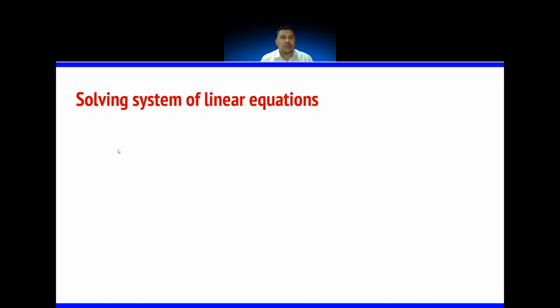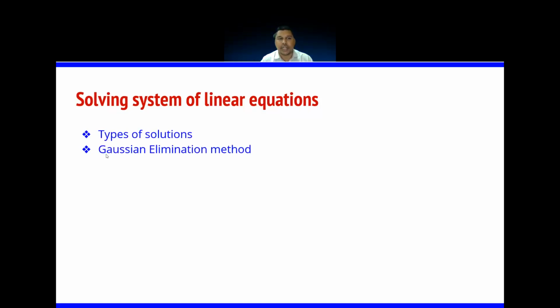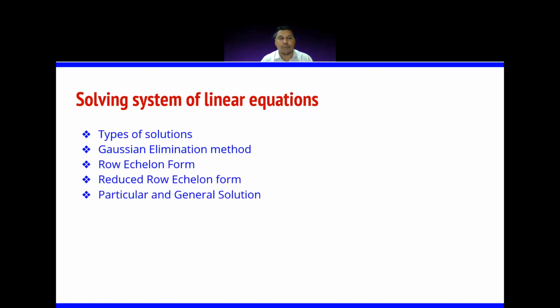So we'll see types of solutions, what kind of solutions we'll get when we solve a given system of linear equations. Then we'll see the Gaussian elimination method, and then row echelon form, reduced row echelon form, particular and general solution, and the minus one trick. We'll try to cover these things.